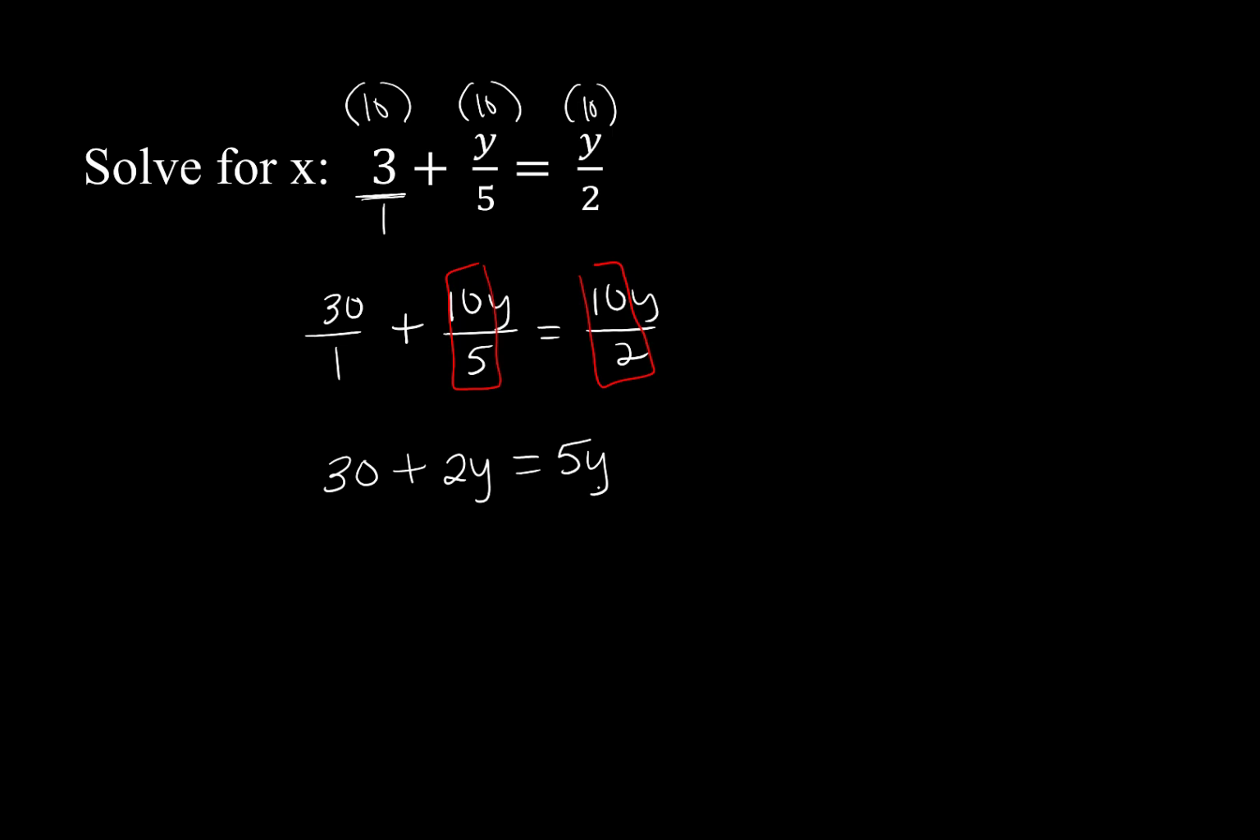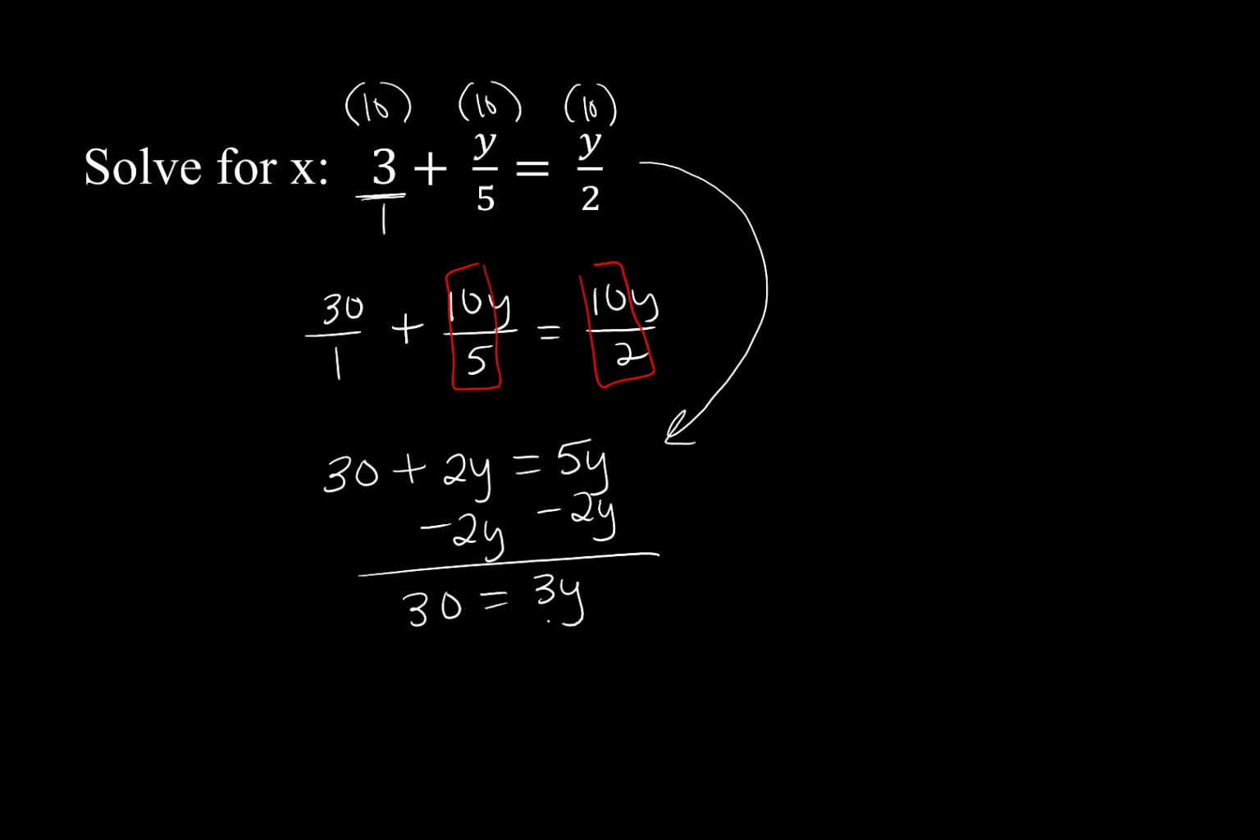And so this process that I'm teaching you goes from a really difficult problem with fractions to an equation that doesn't have fractions, and it should be fairly easy to solve if you've had any kind of pre-algebra. We're going to subtract 2y. This is 30 equals 3y, and then of course divide both sides by 3 to get y equals 10.